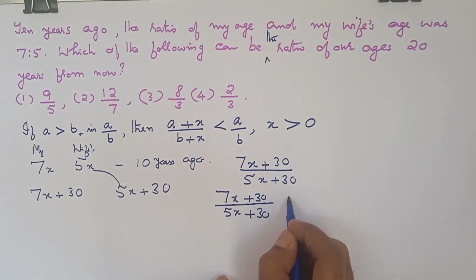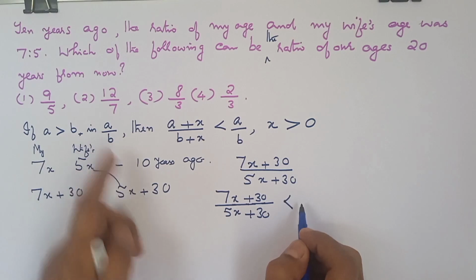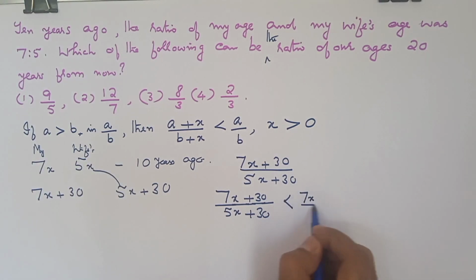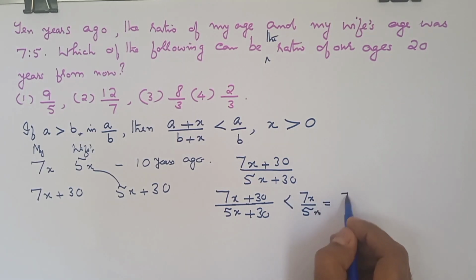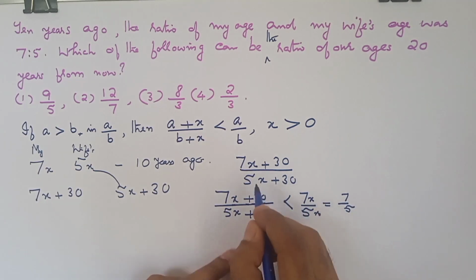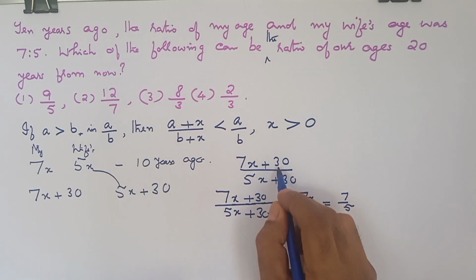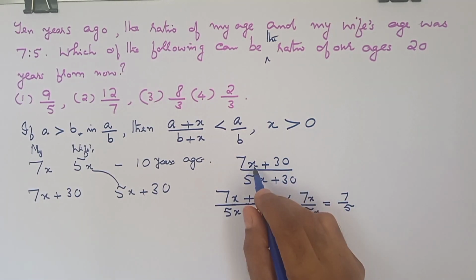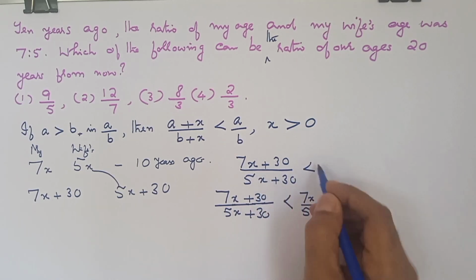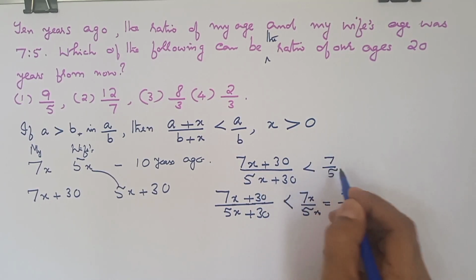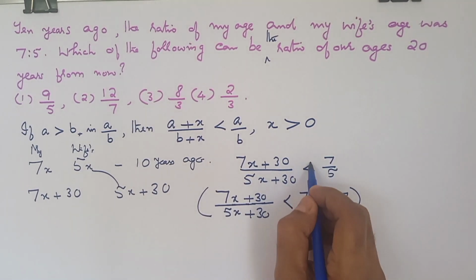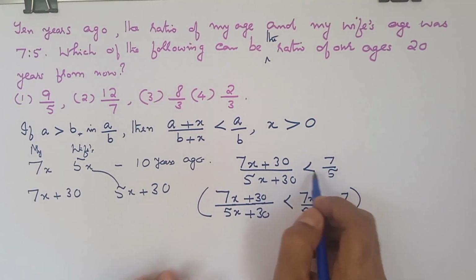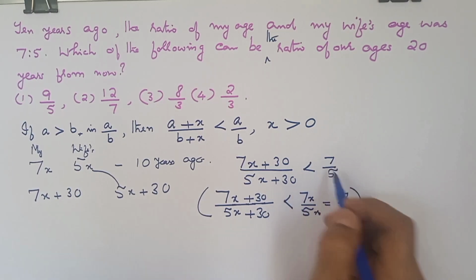Now, what does the result say? This will be less than 7x by 5x. Rather, see x is gone. This will be less than 7 by 5. So, the indication is that this ratio, whatever be the value of x, will be less than 7 by 5, using this observation we are making here. Now, it can never exceed 7 by 5.